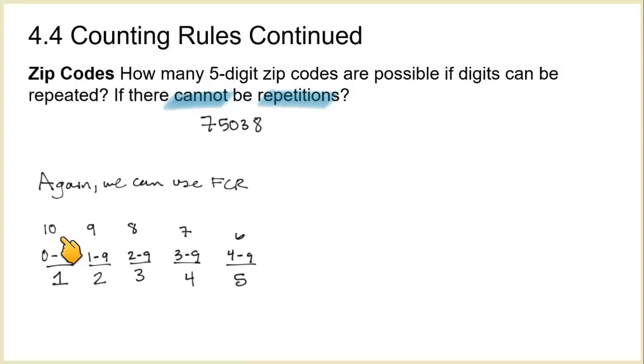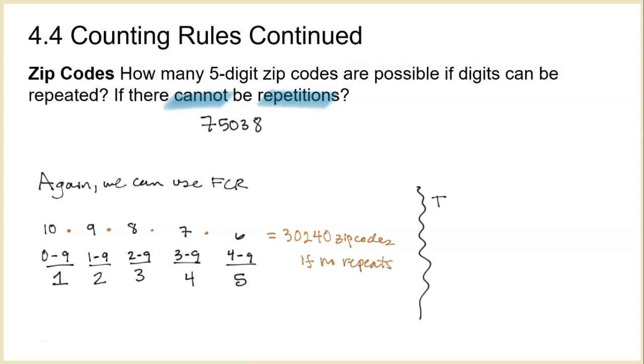And so now each time our number of possibilities is reduced, but still we can use the fundamental counting theorem because we have our 5 different events, we have the number of possibilities for events, and so we can multiply that together, and we figure out that now if we limit the numbers that we can choose from, there's only 30,240 possible zip codes that could be created if there's no repeats.